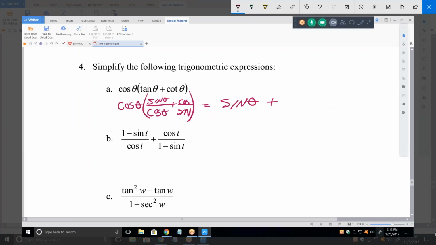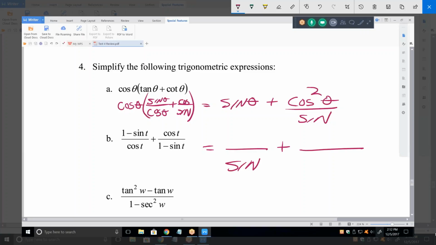What's the second term? Cosine squared over sine. Okay. Now, how do we add two fractions? Find a like denominator. What's the common denominator going to be? Just sine. There's only one denominator. And then sine squared is the first term. Okay, correct. And cosine squared. Still cosine squared.